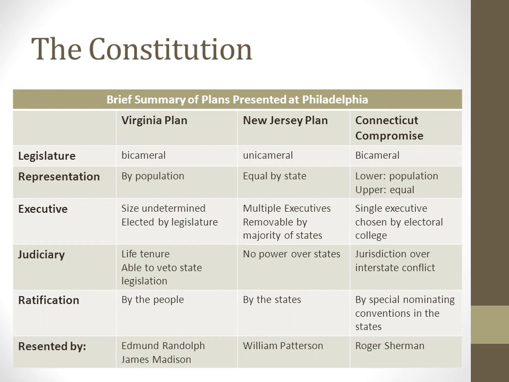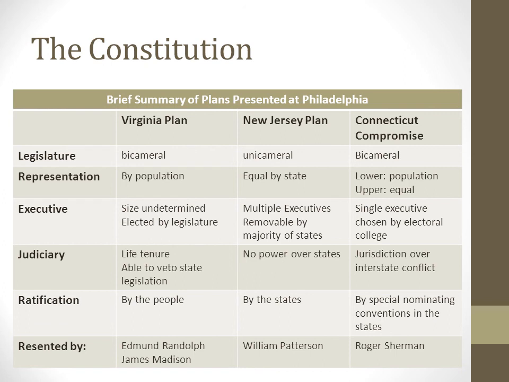In terms of ratification, the Virginia plan suggested it being ratified by the people, whereas the New Jersey plan chose to ratify it by the states. The compromise decided, hey, let's have a special convention in each state where the people can come and vote.